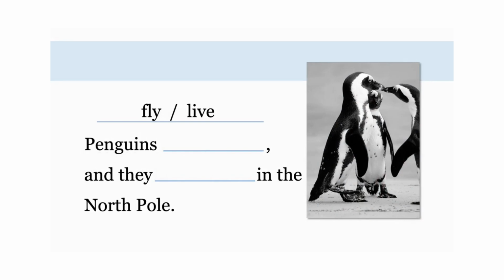Here we have two verbs for two blanks, fly and live. Put them in the negative. First, try the long form. Penguins do not fly, and they do not live in the North Pole. How about contractions? Penguins don't fly, and they don't live in the North Pole.